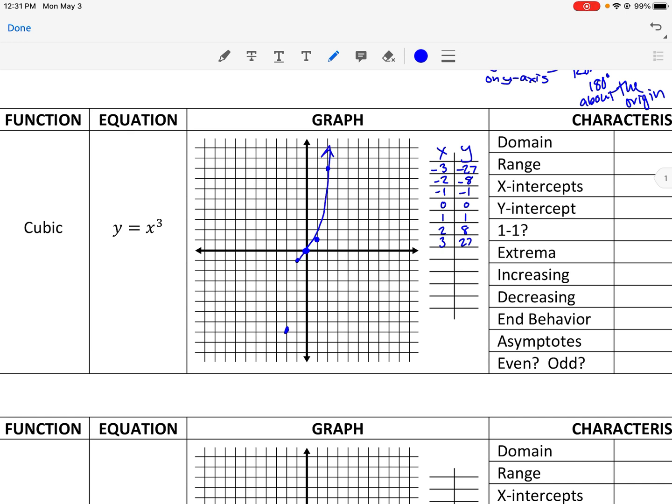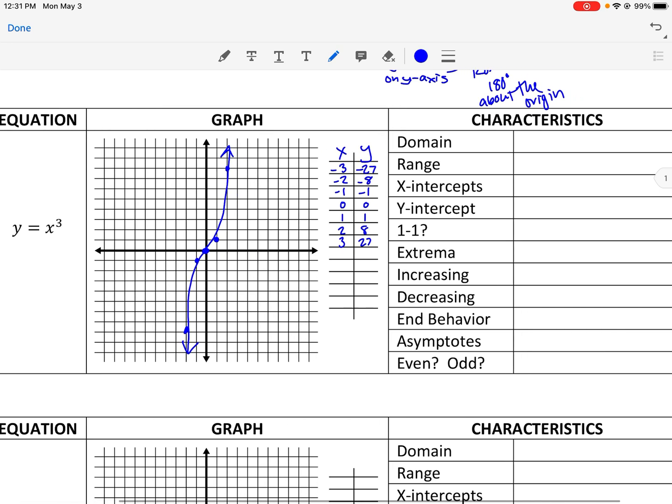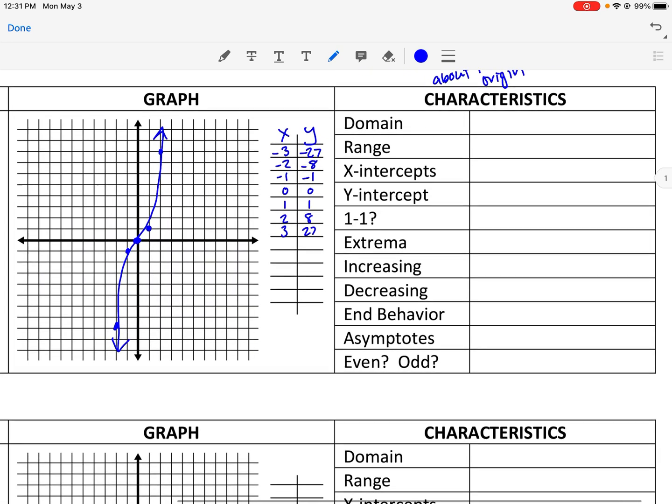So our graph is going to curve this way, and then it's going to curve going this way. Okay. And then we list our characteristics. Domain, left and right. It is pretty steep, but it does go left forever and right forever. The range is talking about up and down. So it goes down forever and up forever.